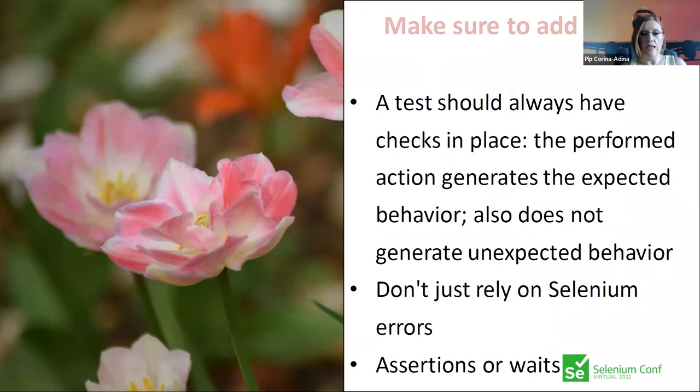Checking can be done in two ways. You can use assertions if you want to. I prefer to use waits, as I discussed earlier about WebDriver waits. For example, let's say we want to make sure that there is a success message on a screen. We know in which web element we want that success message to be. We know the text for it. So the classic approach would be to just call an assertion and say assert equals get text of that element is the expected text.